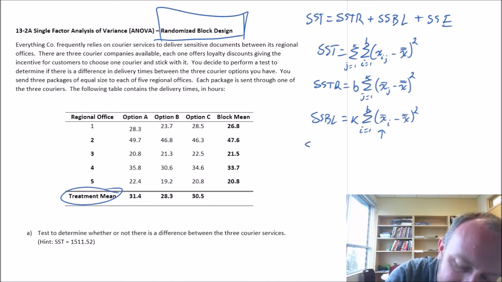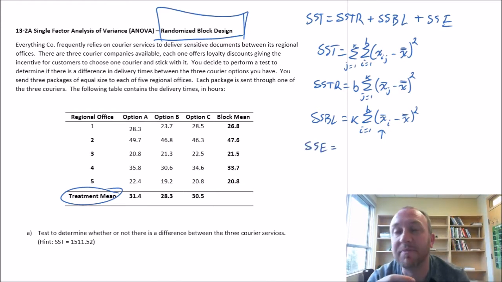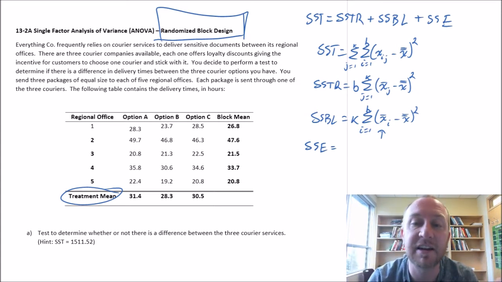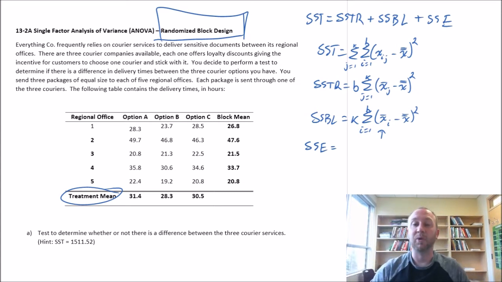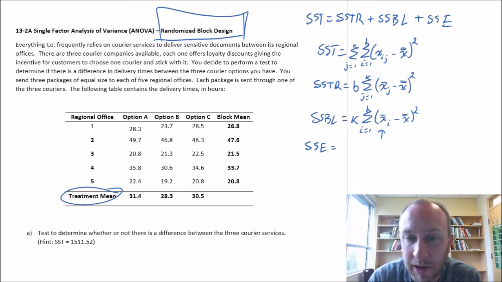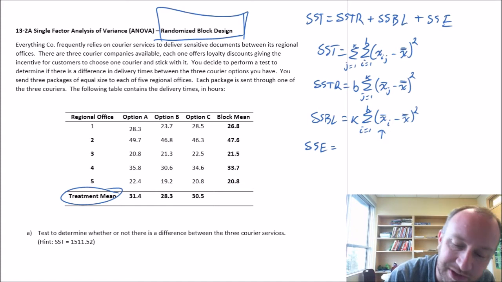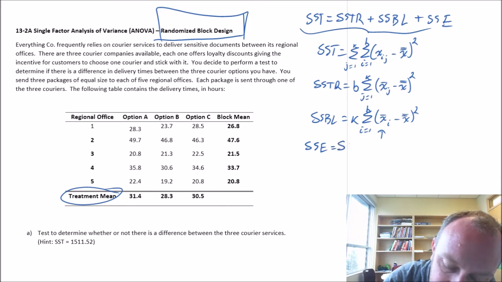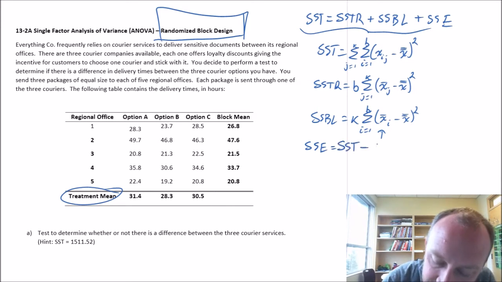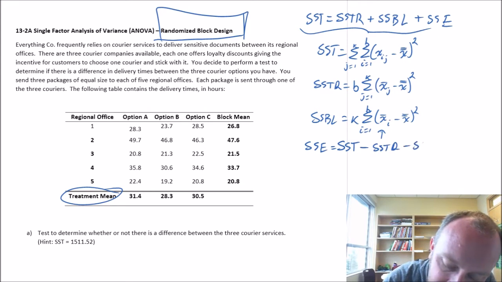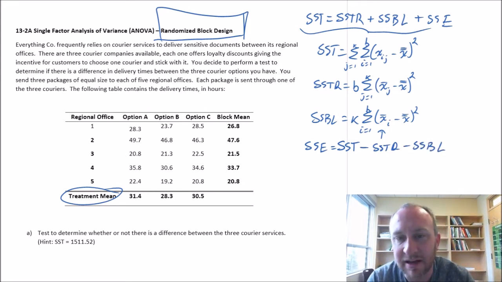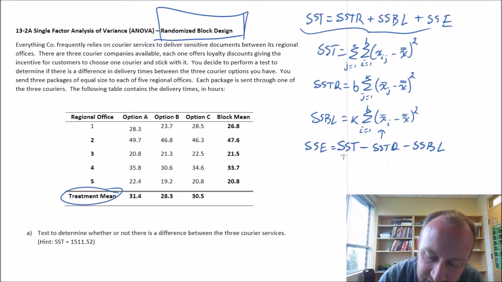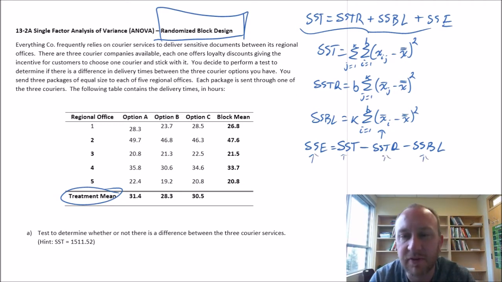Now, for SSE, this went from being one of the easier calculations in the completely randomized design to now being one where it starts to actually exceed the math prerequisites of a typical statistics course at this level. It would require matrix algebra to calculate sum of squares error. So what we do is we take advantage of this relationship. We can calculate SSE by SST minus SSTR minus SSBL, and then we can obtain SSE. So we can calculate each of these three components, and then we can figure out what SSE is.